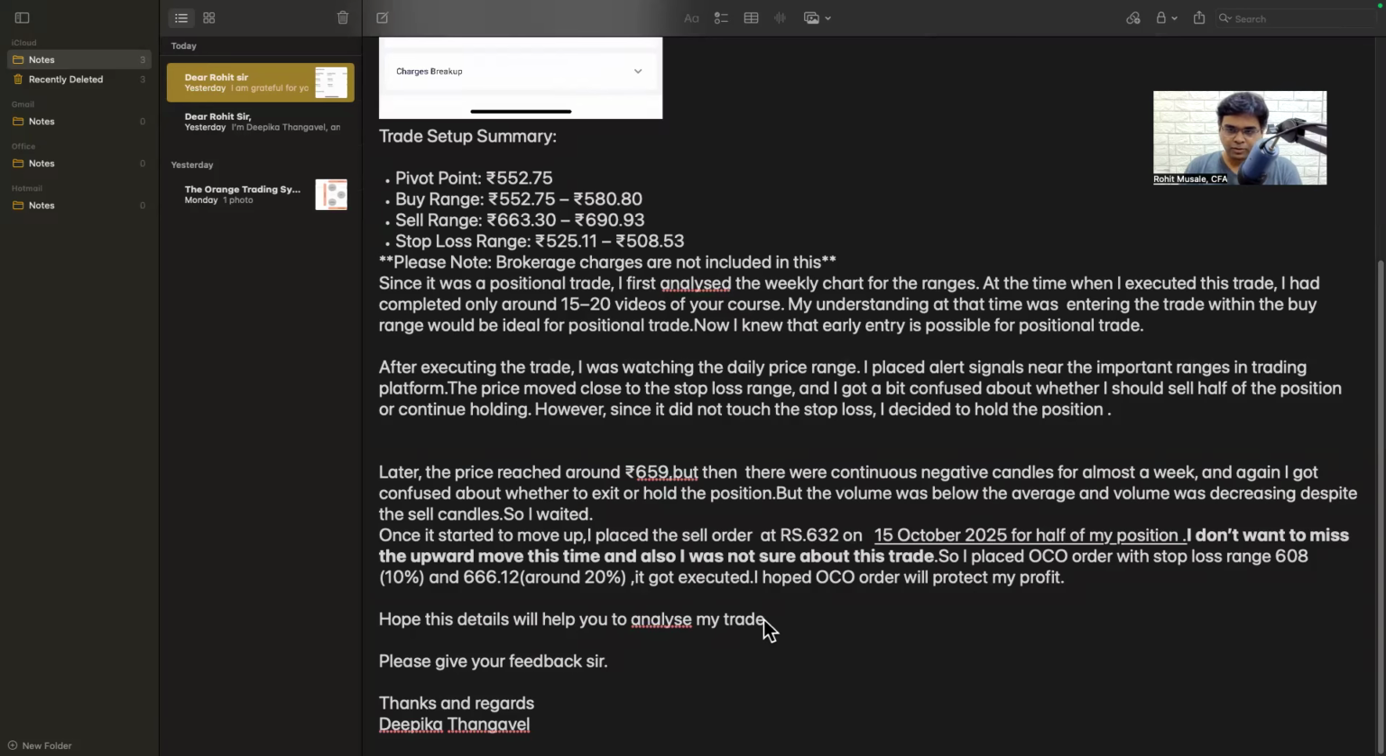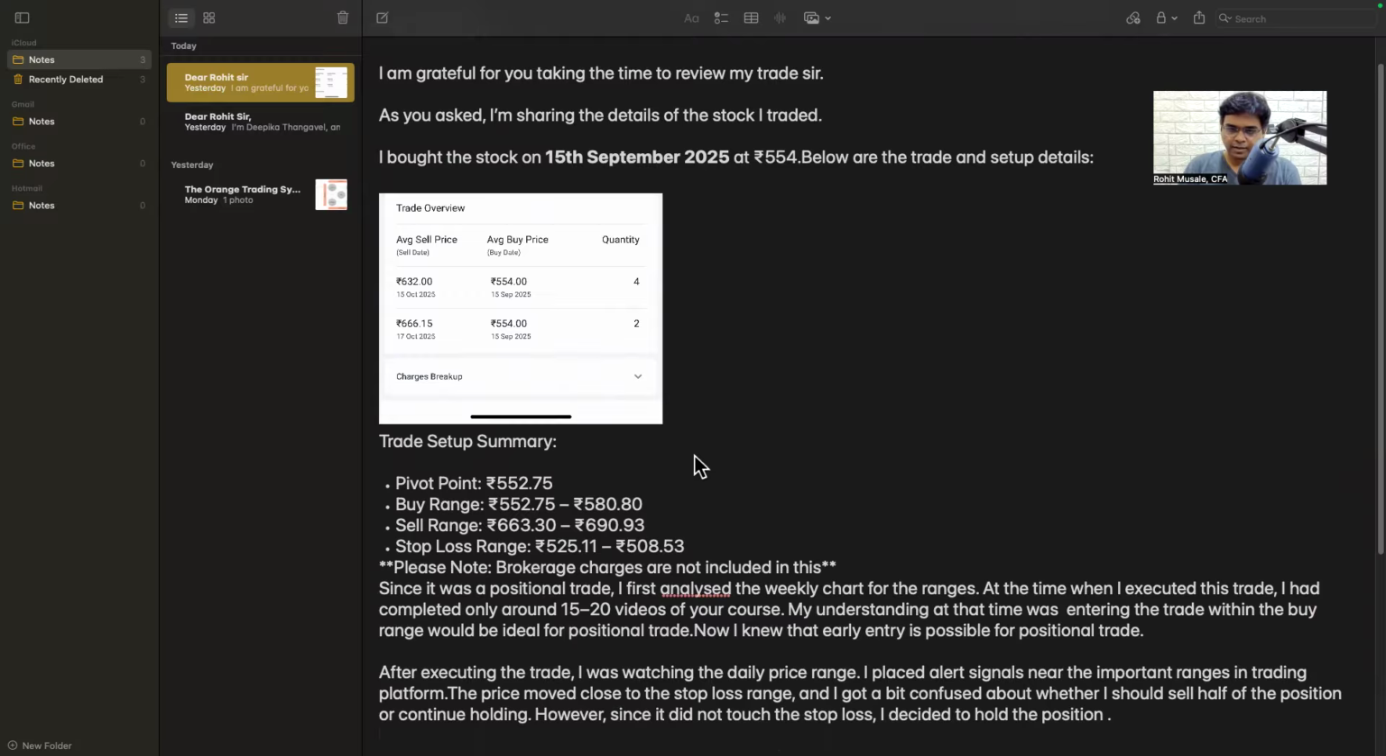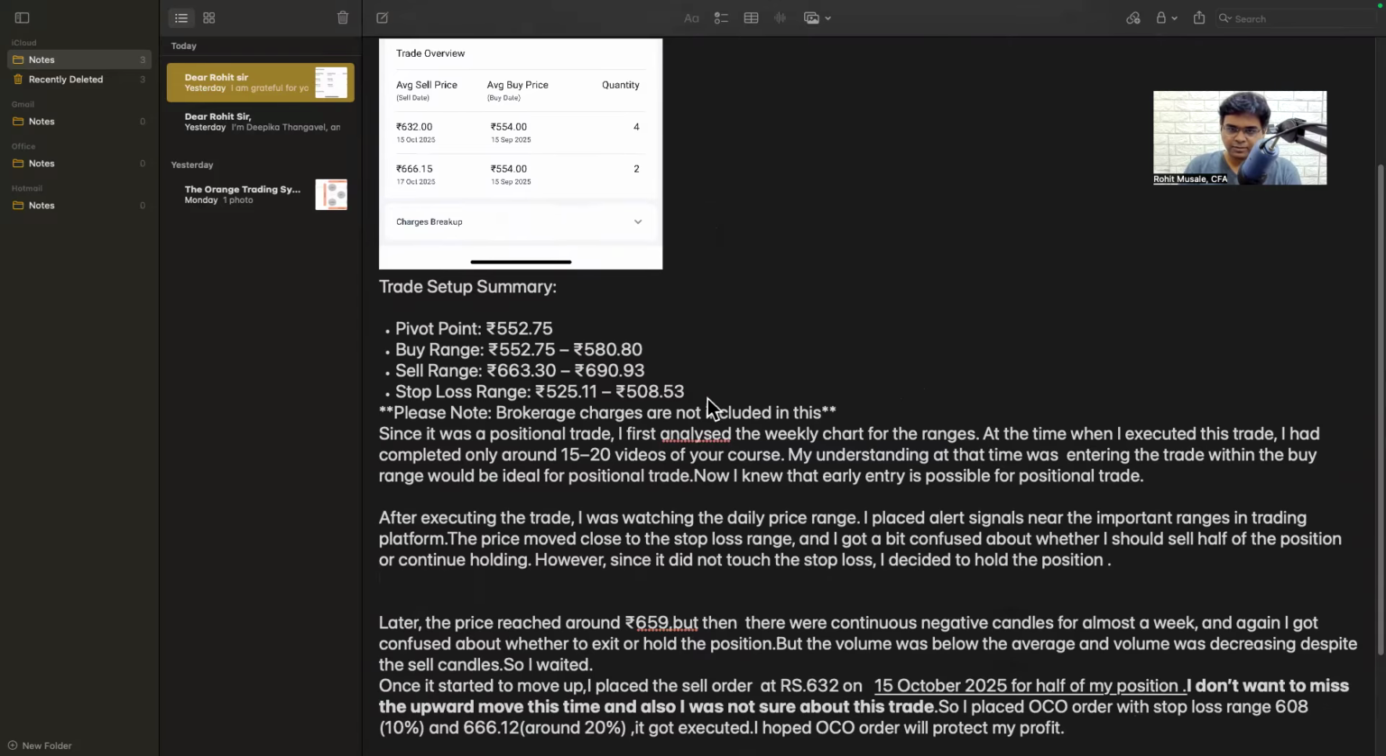Coming back to the email sent by Deepika, the story continues. In the previous video, which is part 2, we discussed her entry in TD Power Systems and verified whether these ranges have been marked correctly on the chart. This was a positional trade taken on the weekly time frame chart. So now let's look at the trade management and things like that.